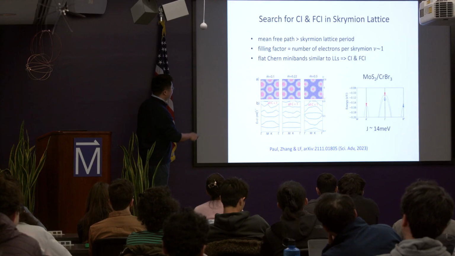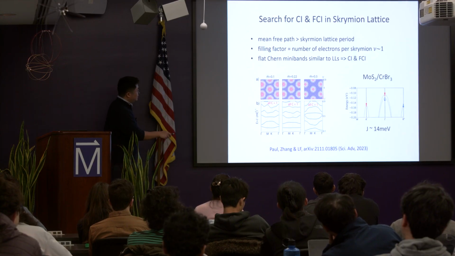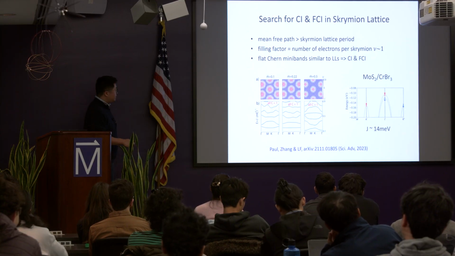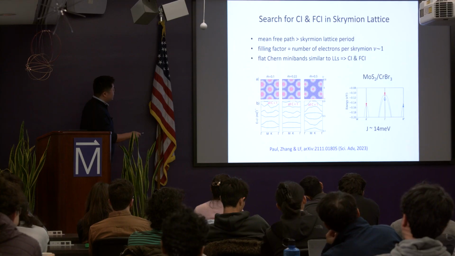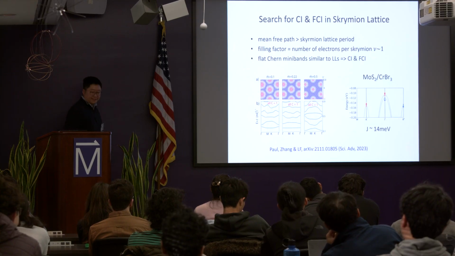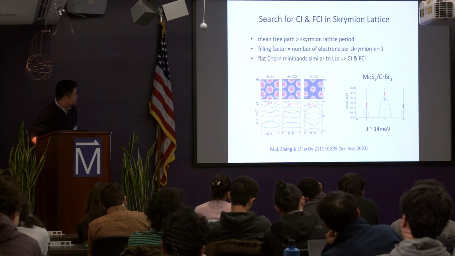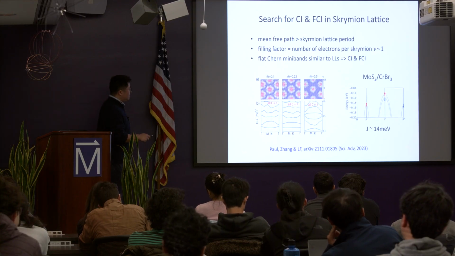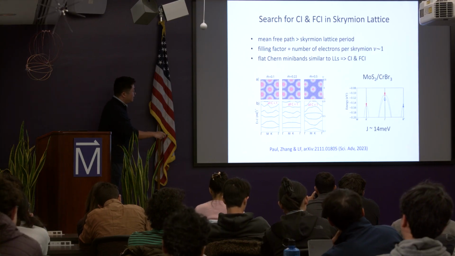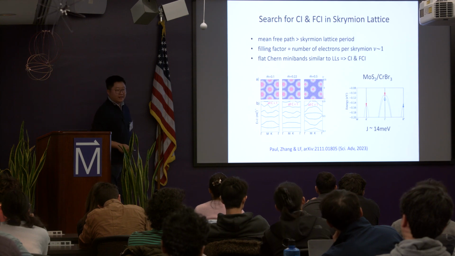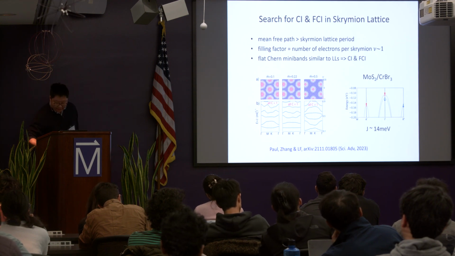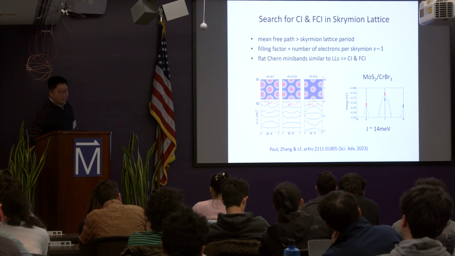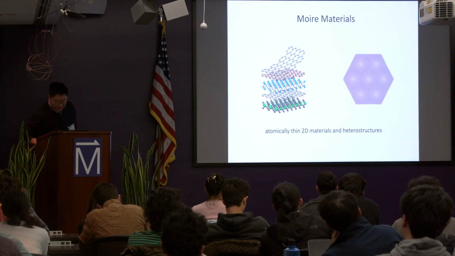So this led us to propose that a semiconductor-magnet heterostructure in 2D materials may be a good platform to realize Chern insulators and fractional Chern insulators. And here, time reversal symmetry is broken by the spin ordering in the magnet. This has still not yet been experimentally achieved.